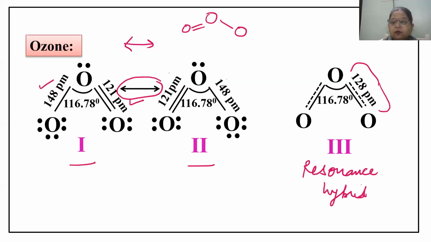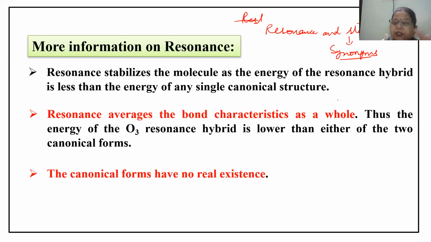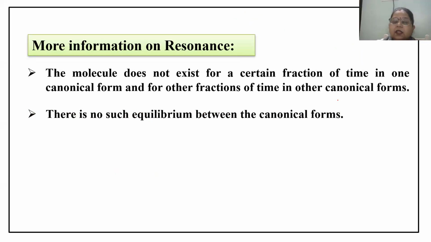Let's go back to ozone and see. They had different bond lengths, 121 picometer and 148 picometer. And in reality, in the resonance hybrid, all the bond lengths, let that be the double bond or the single bond, are only 128 picometer, right? So I believe these 3 points are clear with reference to resonance, right?